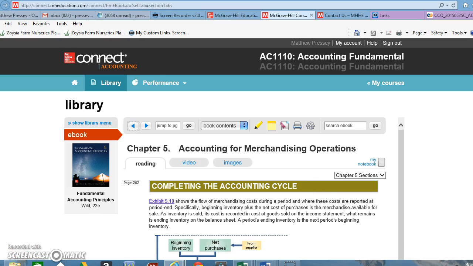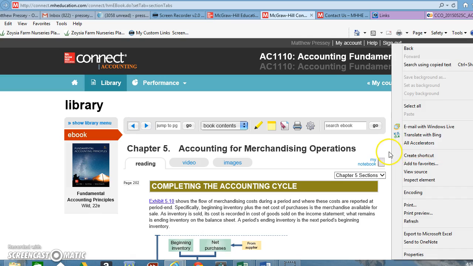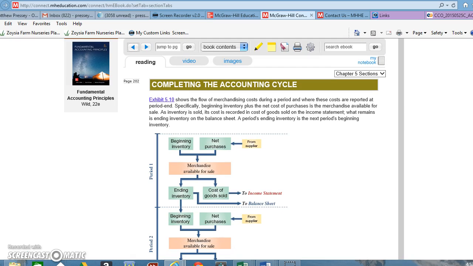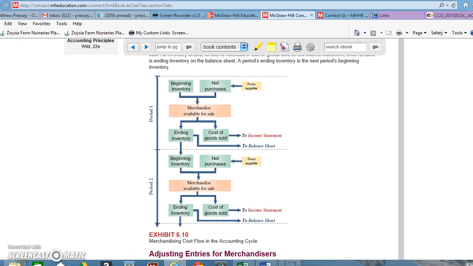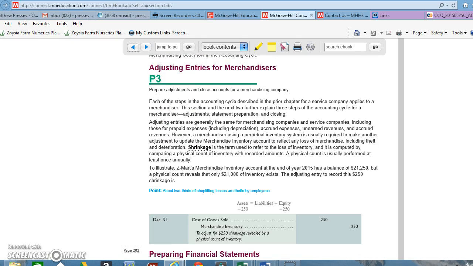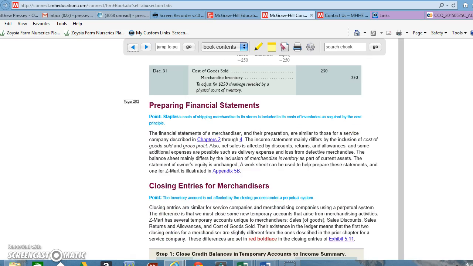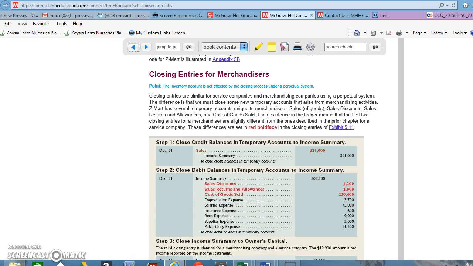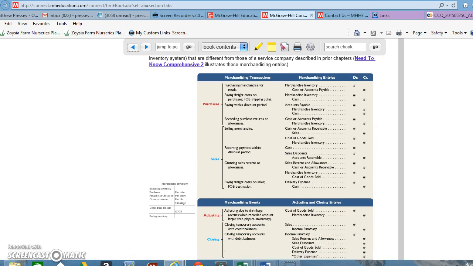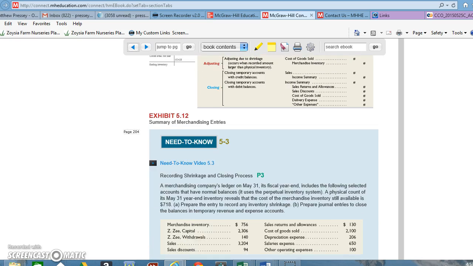Wrapping up chapter 5, starting on page 202 here, they touch on how to complete the accounting cycle for a merchandiser. So I want you to pay attention to exhibit 5.10 there, the adjusting entries for merchandisers rather. So read these paragraphs. Then we get into closing entries, and they give you a great example of basically all the entries you'll need to know.